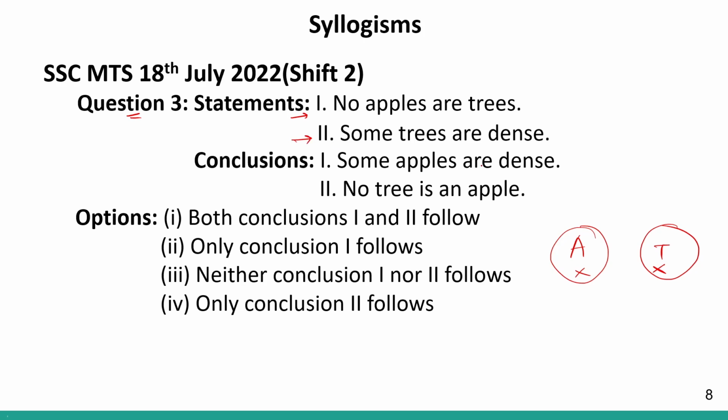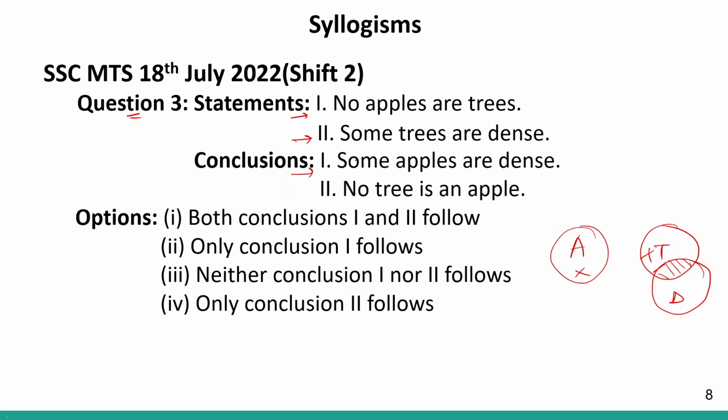Some trees are dense. That means some trees will be dense. So it will be represented like this, highlight being this. Okay, highlight being this. Some trees are dense. So this is my Venn diagram. Let us look at the conclusions.